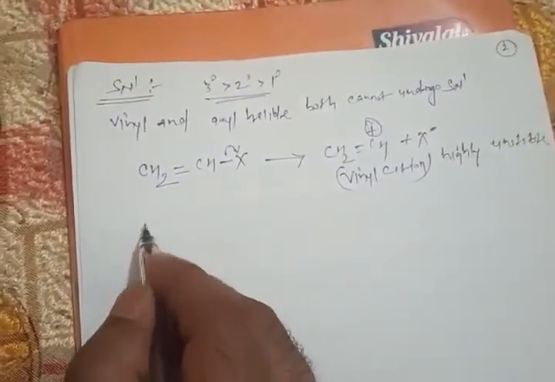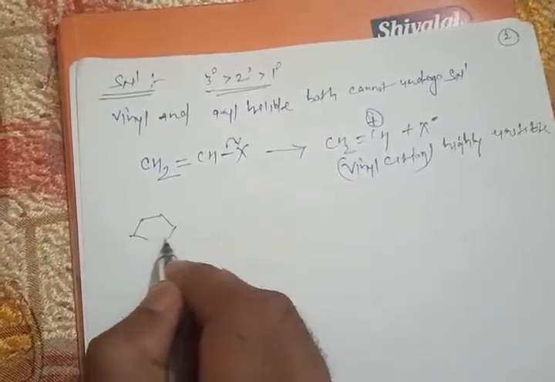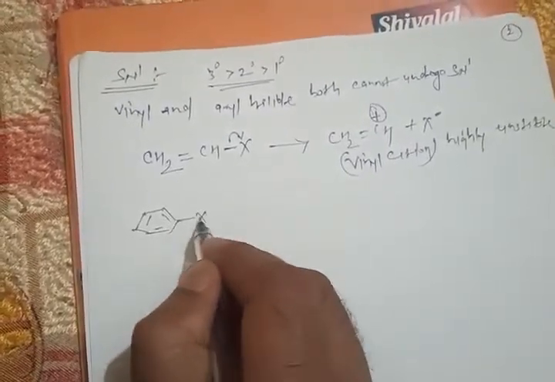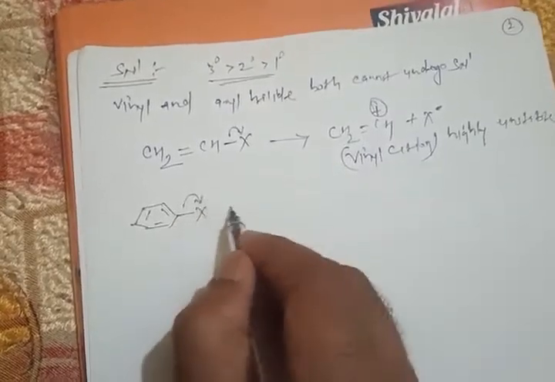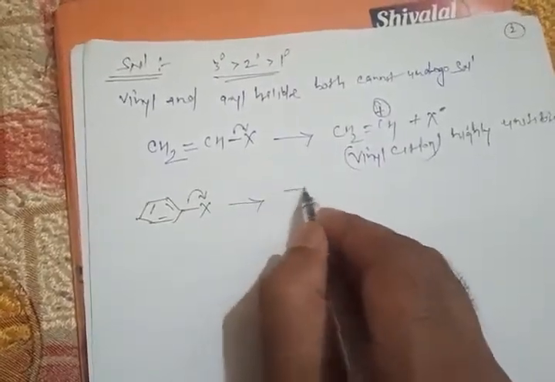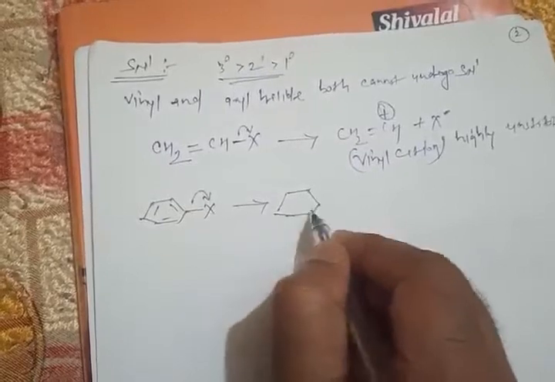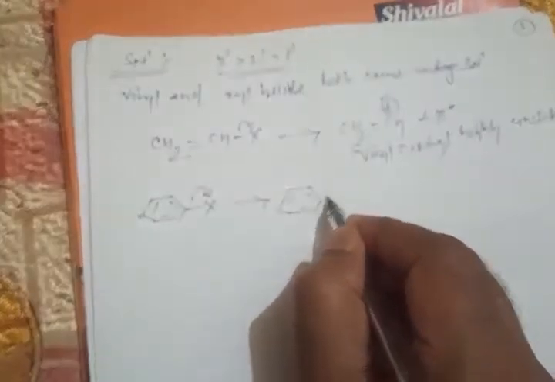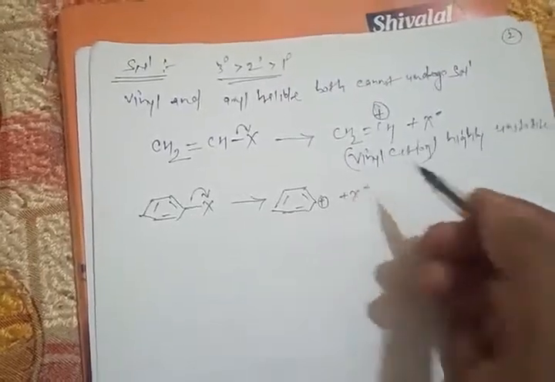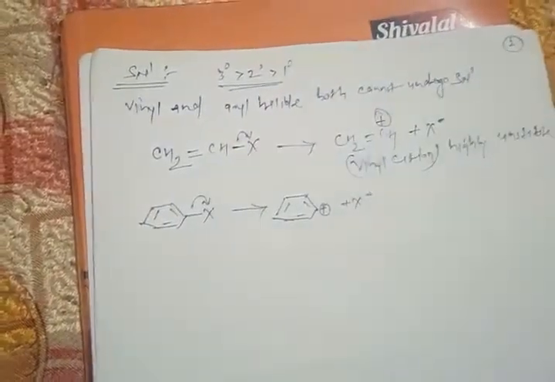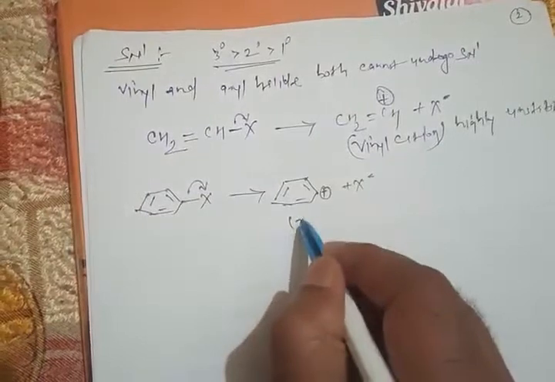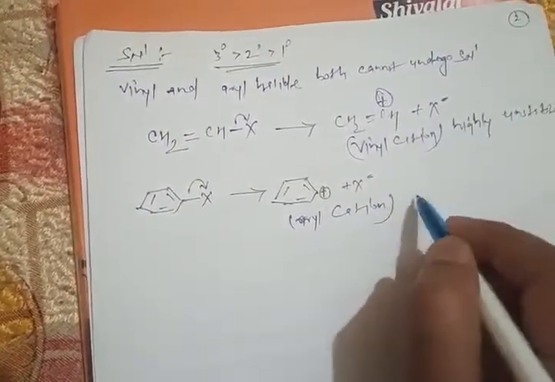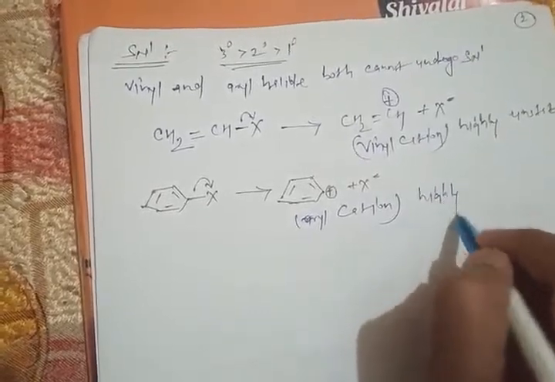Now let's check the other one, that is the aryl cation. So aryl group is this one, and this is the X. So again this will give a positive charge here, and this is called aryl cation, and this is again highly unstable.